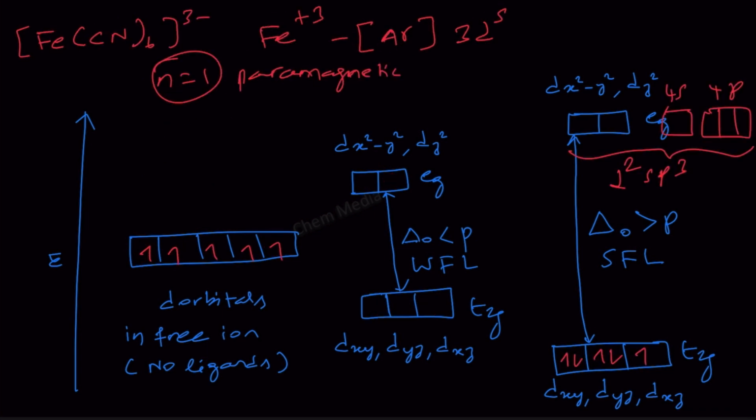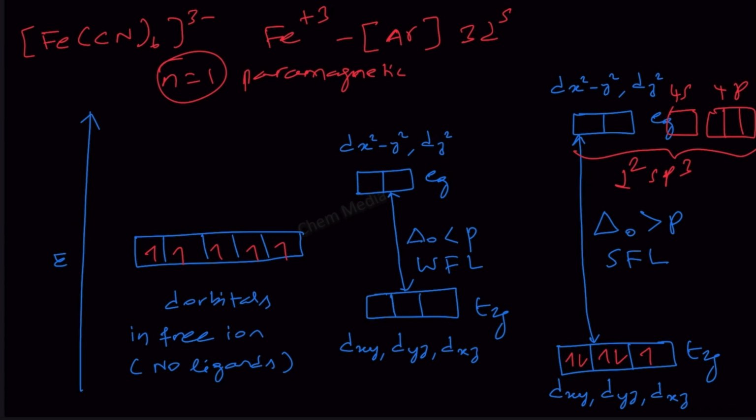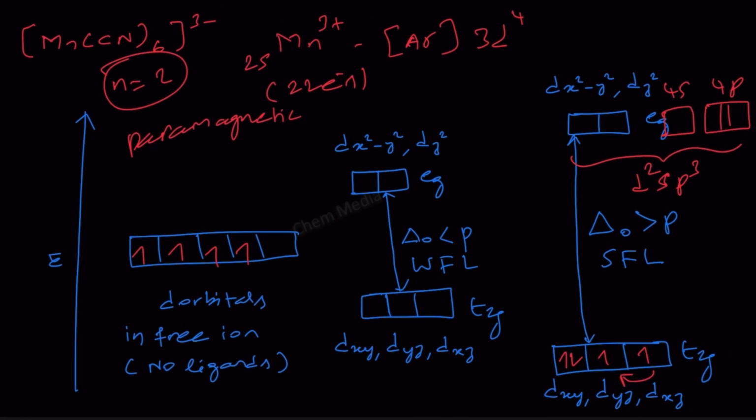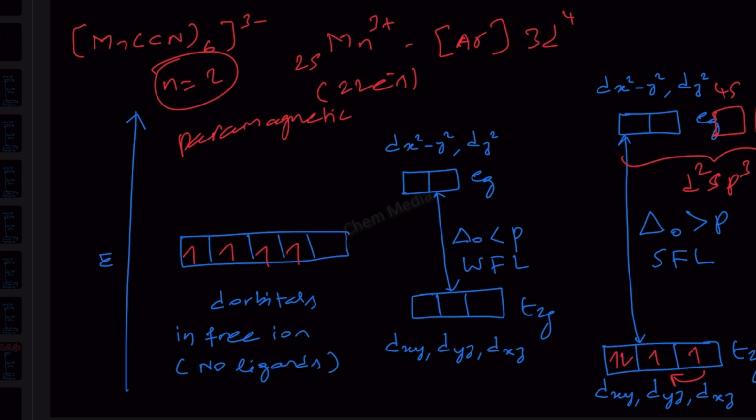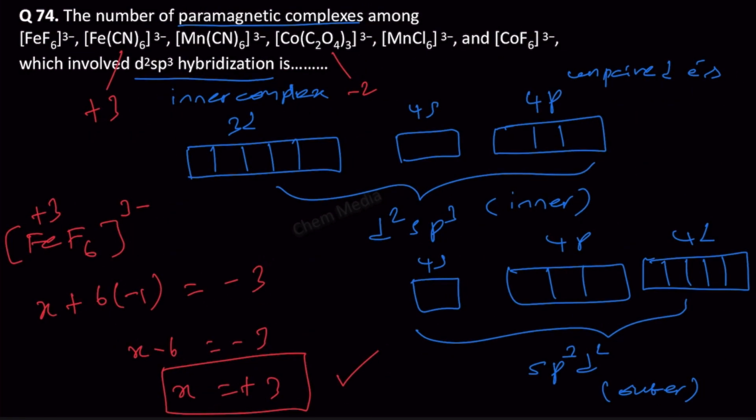So this means only 2 complexes are having d2sp3 hybridization with the paramagnetic behavior. One is this one and another is this one. Therefore the correct answer is 2.